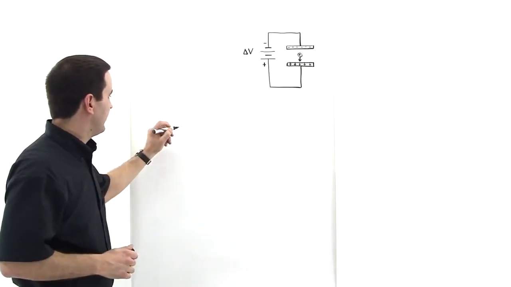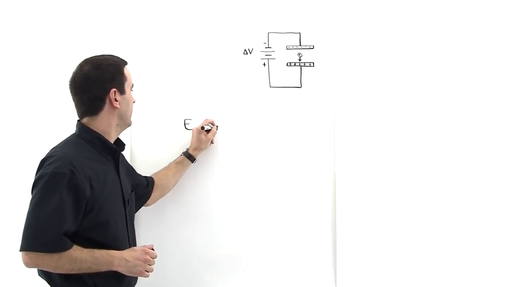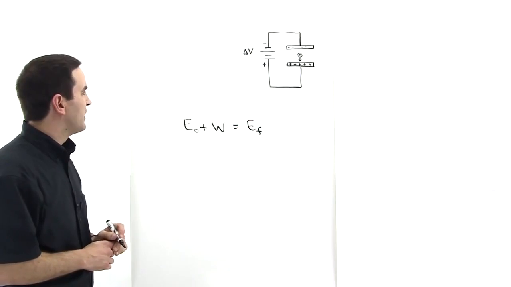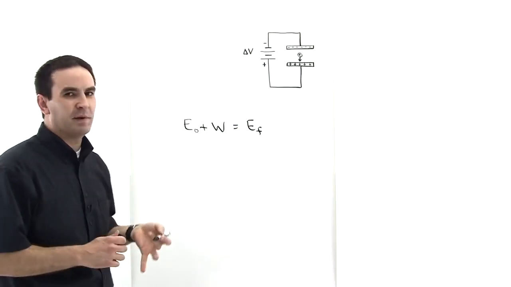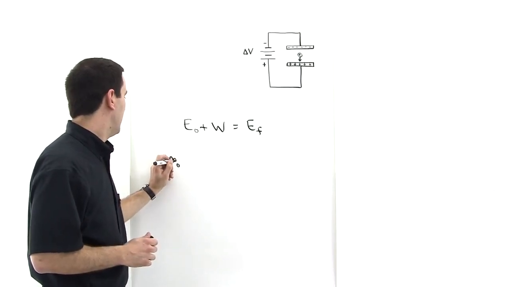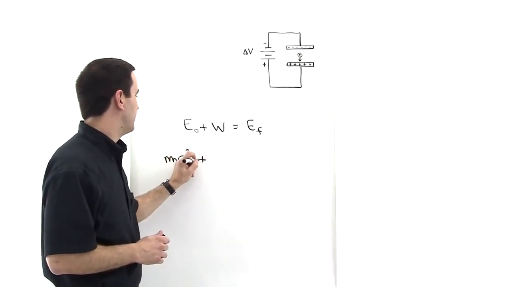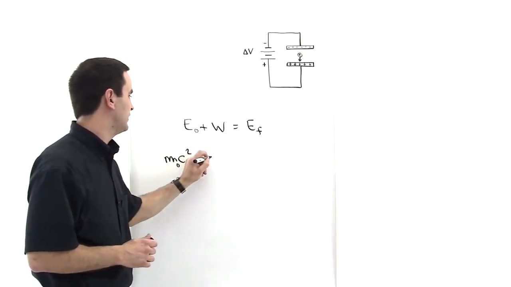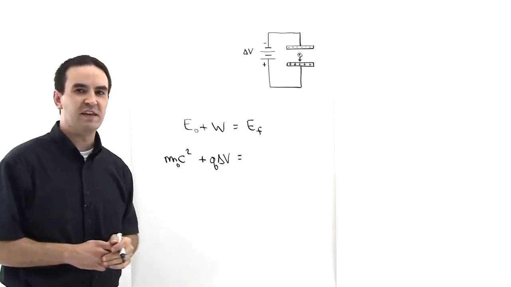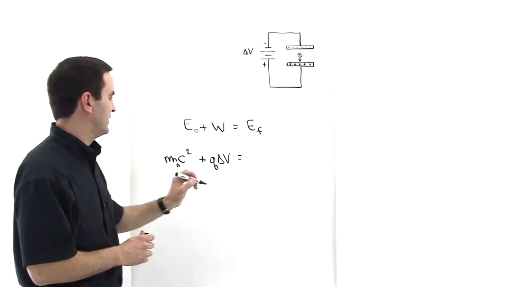So we can use conservation of energy, and we say that the energy at the beginning plus any work added is equal to the energy at the end, E final. The energy at the beginning, it doesn't have any velocity, but it does have its rest mass, so we say m naught c squared, plus the energy added is the energy due to the potential difference, that's Q delta V. And we're going to let delta V equal 120 kV. That is 120,000 volts for this problem.